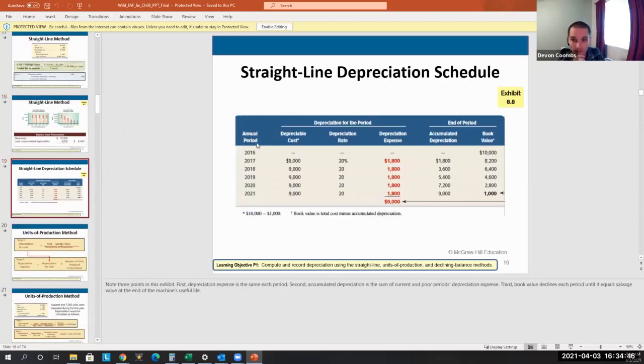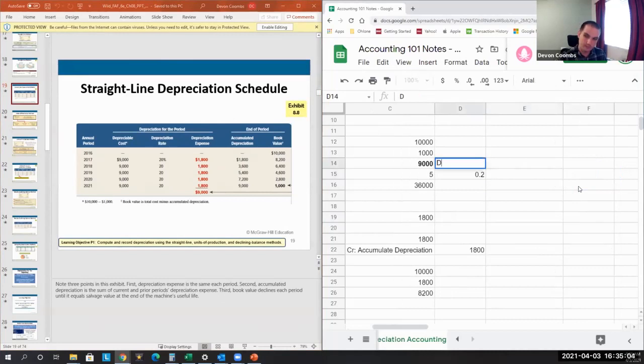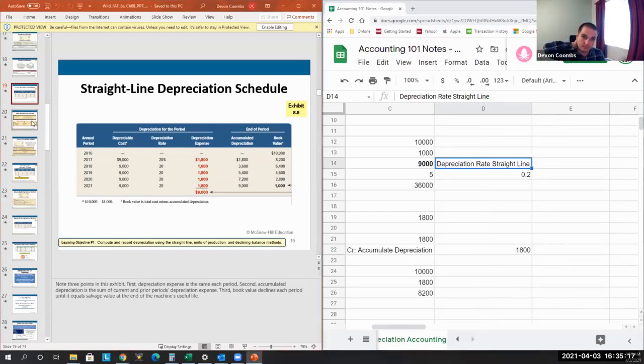And this is what it would look like, right? Every year, the schedules are important. We'd have our period. The depreciable cost never changes from when we determine it. The depreciation rate is always going to be 20%. How did we get 20%? Well, you just take 1 divided by 5, right? That's our depreciation rate, straight line. Accumulated depreciation increases by 1,800 every year, and the book value decreases by 1,800. Relatively simple. Does that make sense?